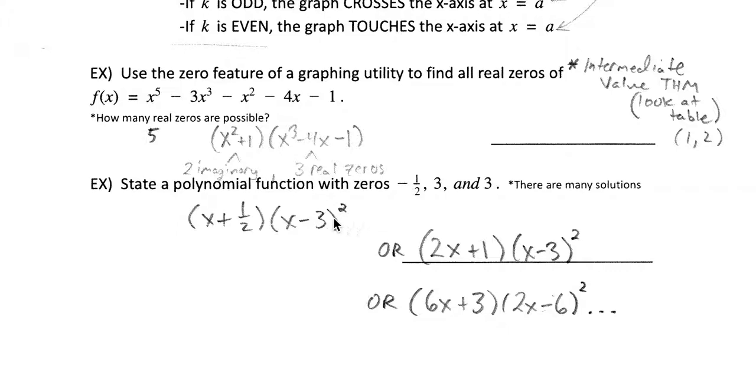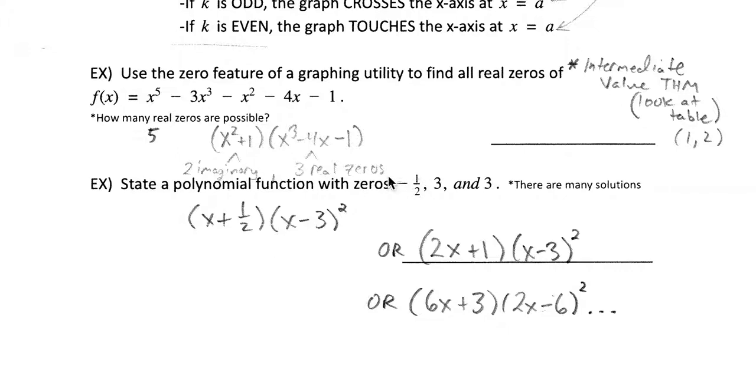Not the only way we could come up with 3 as a 0. We could get fancier. What if we said 2x minus 6? That would also give us a 0 of 3, or an x-intercept of 3. And so if you can imagine, we could play that game for quite a while and come up with lots of different ways that we could come up with an x-intercept of 3. So there's many solutions whenever doing this, not just one.